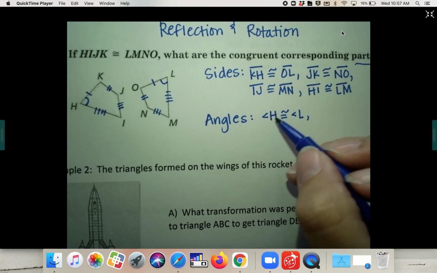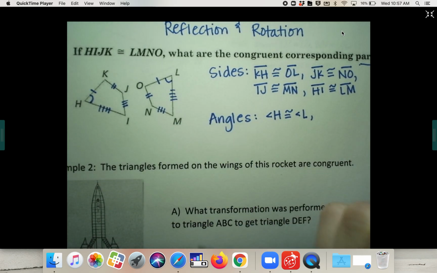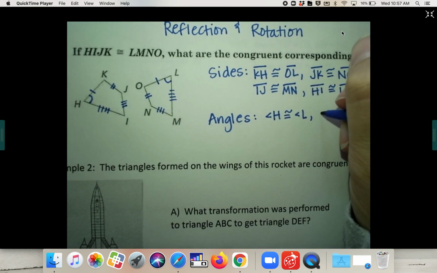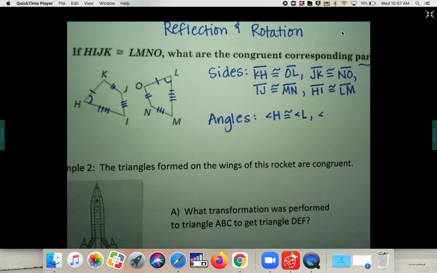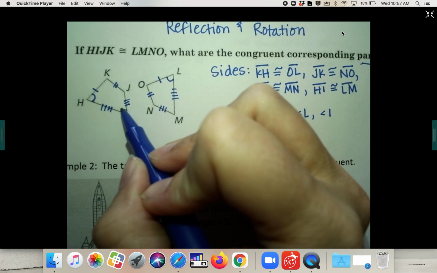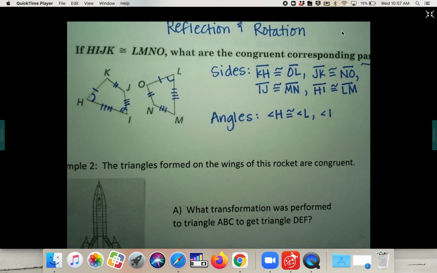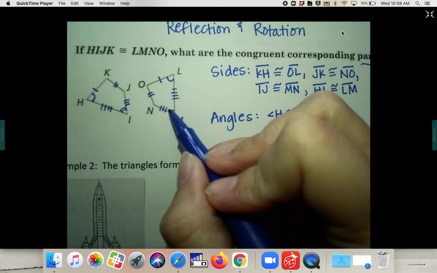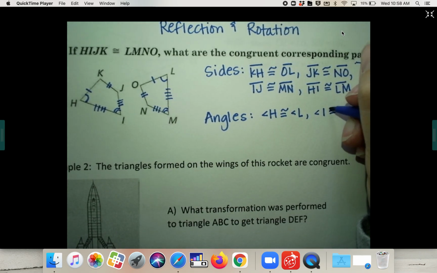All right, and we only have to name it by its one letter because there aren't multiple angles off of each letter. So this one has a little bit less work for us. Let's move on to angle I. For angle I, go ahead and make two little arcs so that we're labeling it appropriately. Angle I is congruent to angle M. So angle I is congruent to angle M.